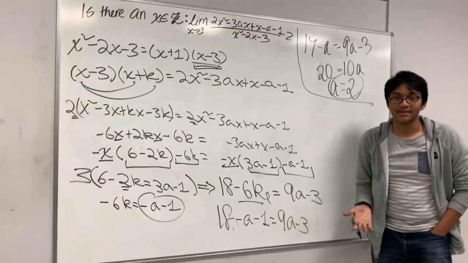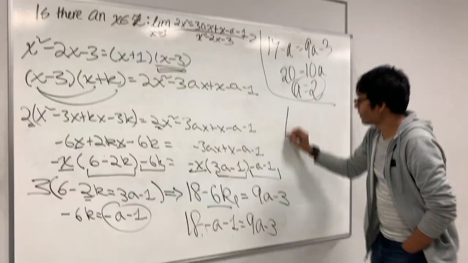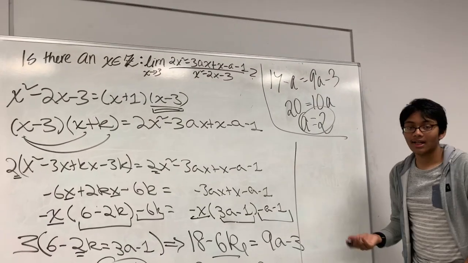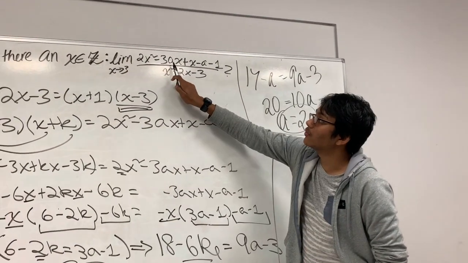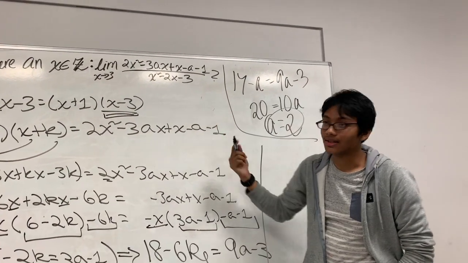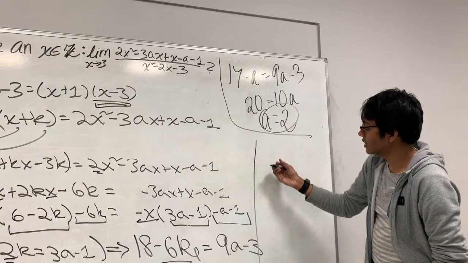But is that the answer? Well, technically yes, but we still don't know what the limit is. So how do we find the limit? Well, by now you probably forgot what the question was. The question was, we have to find the value a so that this limit is defined. And we found this value a. So let's find the limit.